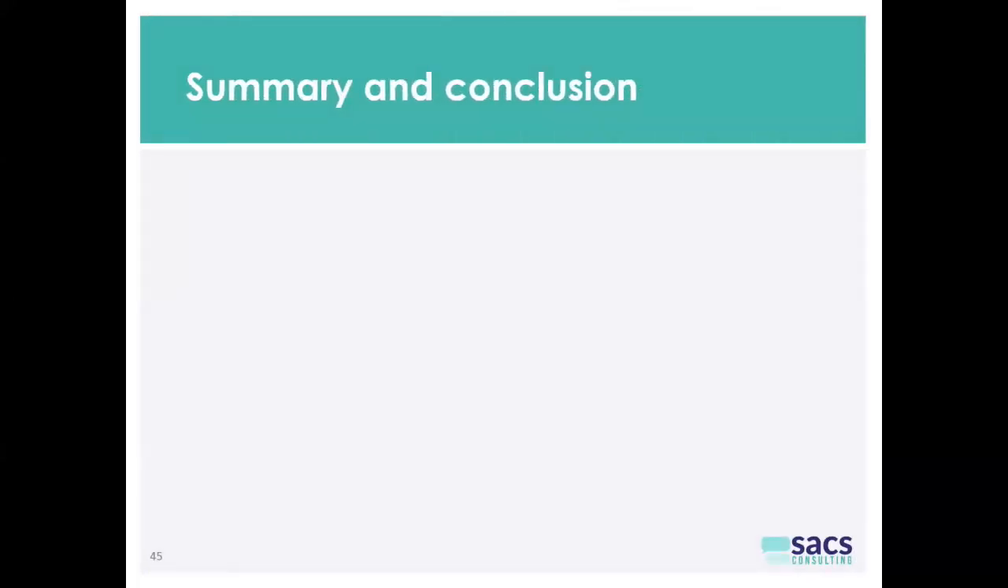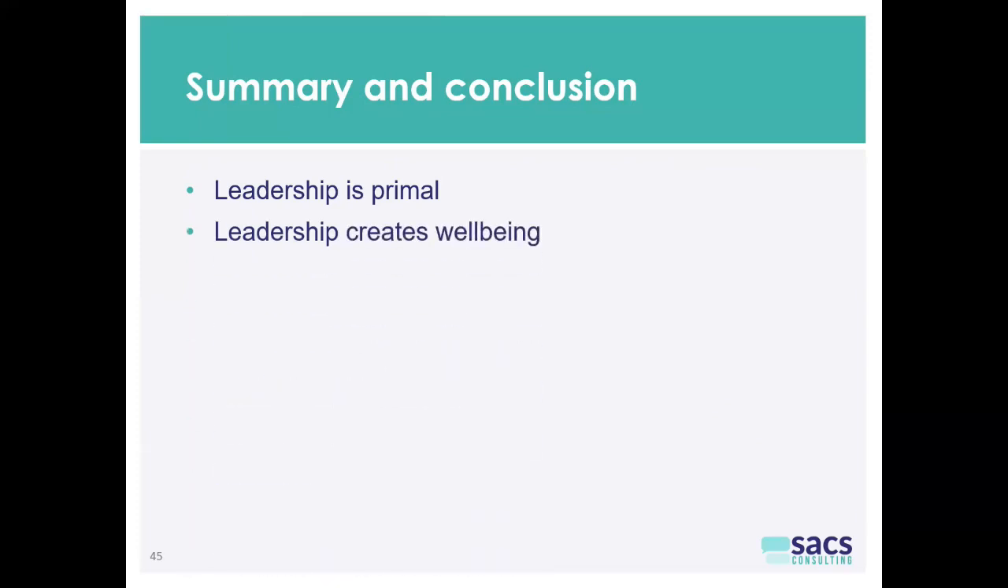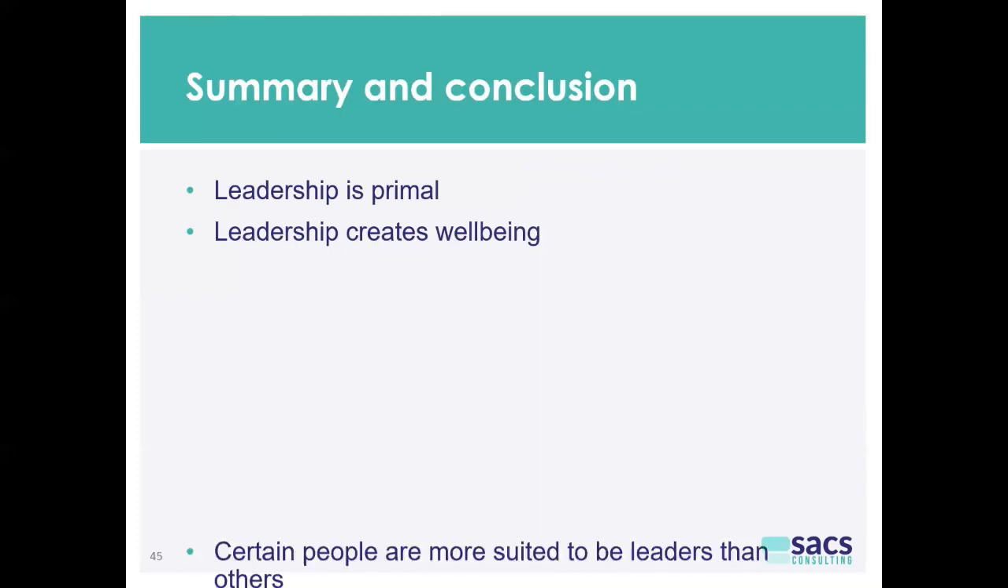So, summary and conclusion. There are a number of things that we've covered in this 6-video sequence. Leadership is primal. Leadership is one of the most basic aspects of human interaction. Leaders are natural. Leaders emerge no matter what we try to do. So, it's part of nature, not just for human beings, to experience leadership and to want leadership. Leadership creates well-being. So, good leadership is not about being a boss alone, it's about creating well-being for employees.